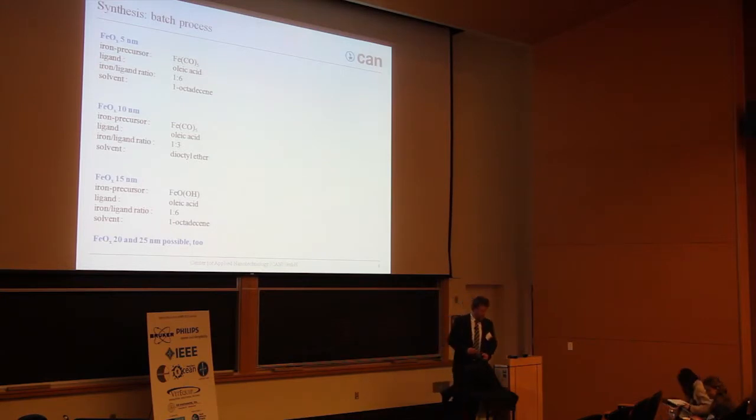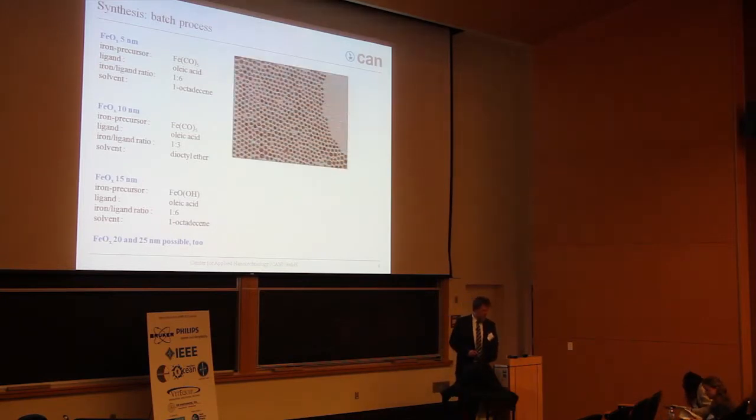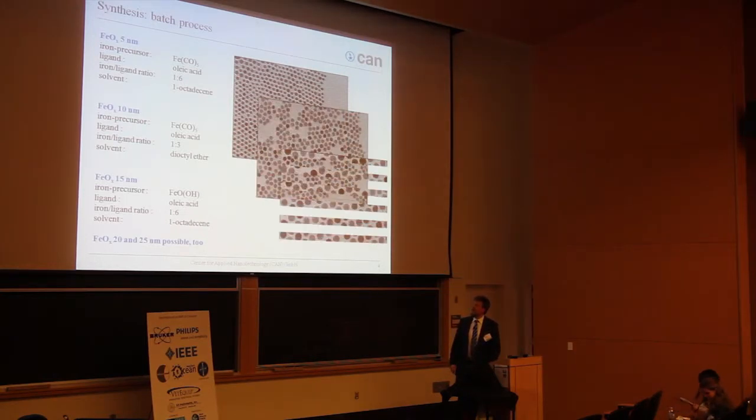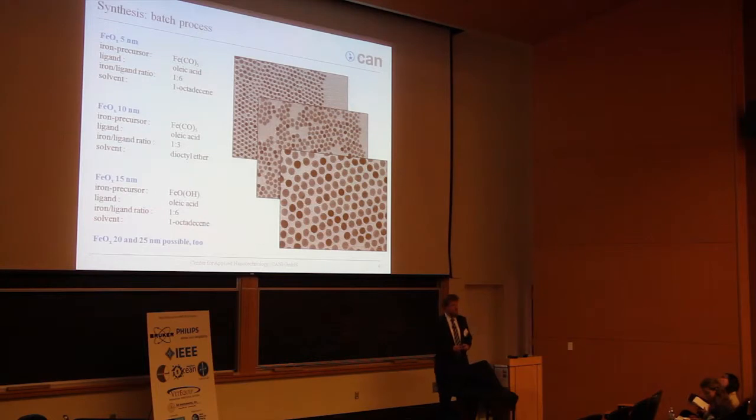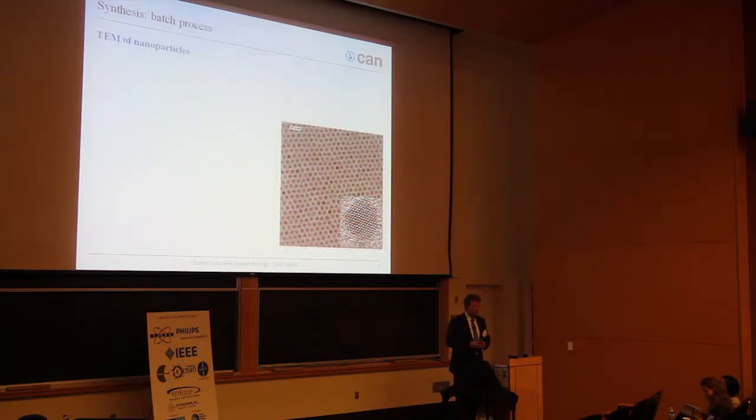And here are a few examples for iron oxide made with this batch procedure. So these are 5 nanometer particles, 15 nanometer particles, 10 nanometer particles, and this works up to around 25 nanometers. So you can easily change the particle size just by varying the reaction conditions. And if you look a little further, so not only on iron oxide, then you find that you can even vary the shape of the particles using the batch procedure.